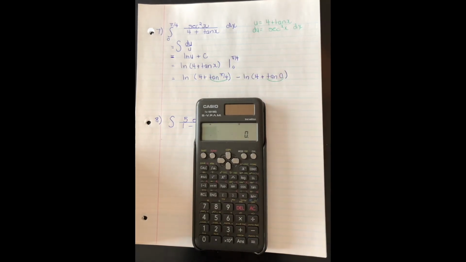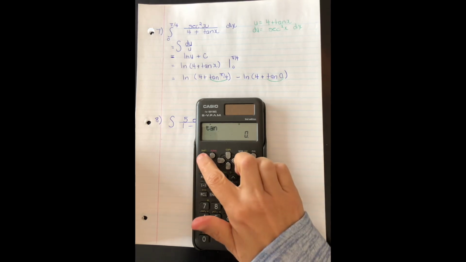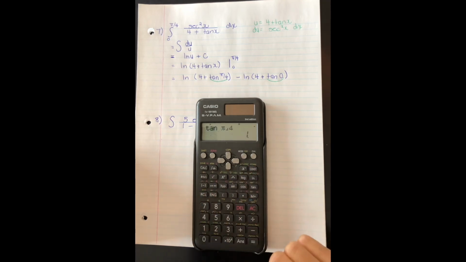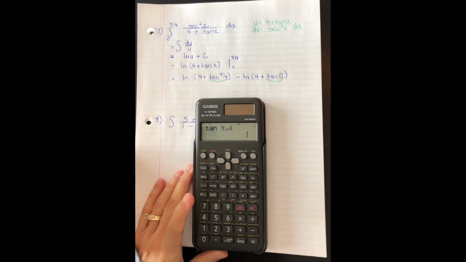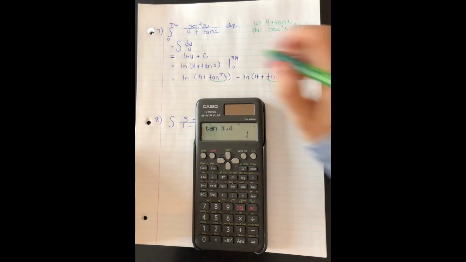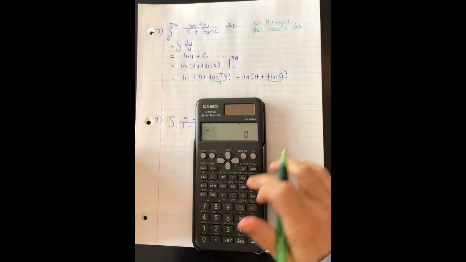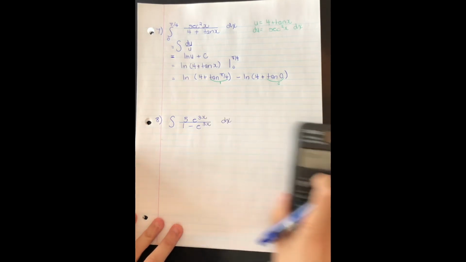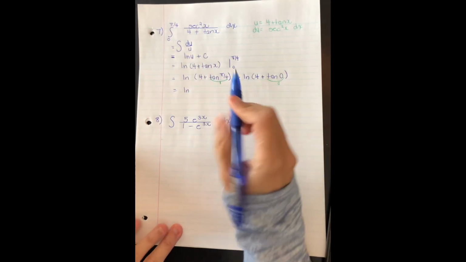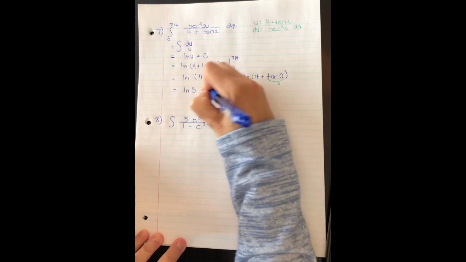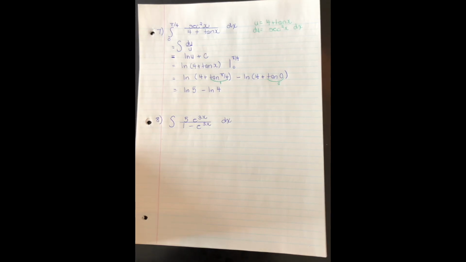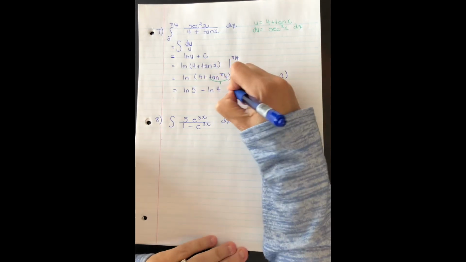Let's do the tangent of pi over 4. So we do the tangent of pi over 4, and we get 1. So that's a 1 right there. What about the tangent of 0? Well, that's 0. So now what do we have? We have the ln of 5 minus the ln of 4. Now, if you remember your logarithmic properties, this is the same as the ln of 5/4.